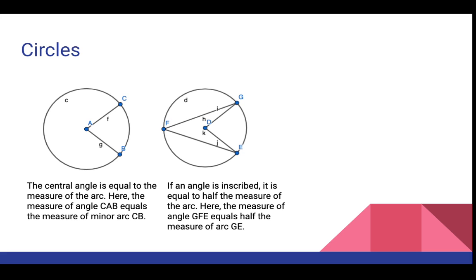All right, so let's move on to our next topic, which is about circles. The central angle is equal to the measure of the arc it cuts off. So in our first diagram, for instance, the measure of angle CAB equals the measure of minor arc CB, right? Because A is the center of a circle, so it's a central angle, and arc CB is the arc it cuts off.